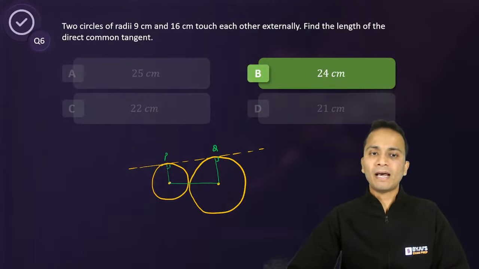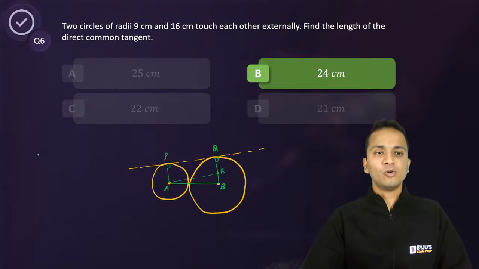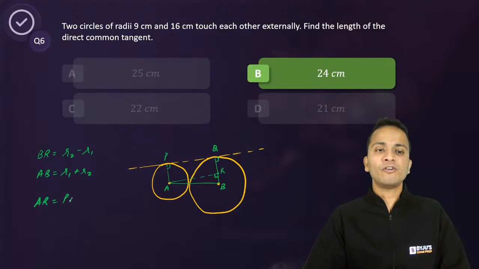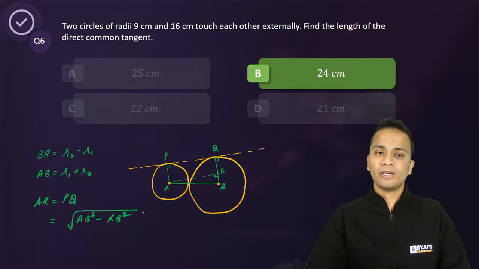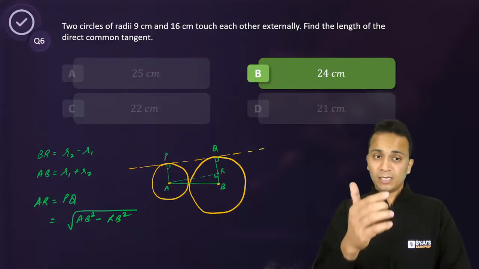So if I draw a line parallel to PQ like this, let's say this is point R and these are A and B. Okay, so the length of BR will be equal to the difference of the radii, R2 minus R1. All right, BR will be R2 minus R1, this will be 90 degrees, and AB will be equal to R1 plus R2. So the length of AR, which is equal to the length of PQ, will be equal to under root of AB square minus RB square. Okay, so now you can put the values.